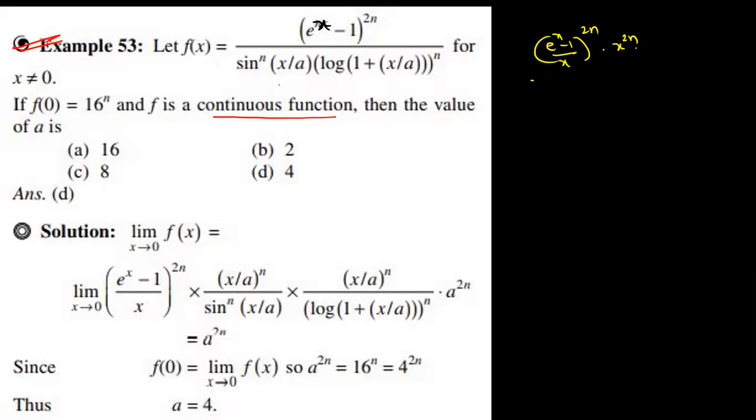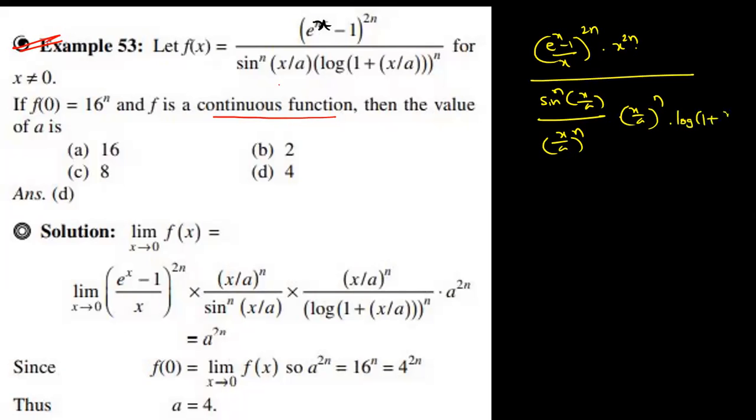Dear students, that's all. By sin power n x by a. What I'm doing, x by a whole power n into x by a whole power n. Okay. Limit. Logarithm of 1 plus x by a whole power n is there. That means multiply and divide with x by a whole power n into x by a whole power n. Here, students, see, like that. What the result is coming, you can see. Here, limit x tends to 0. Here, students, see carefully.